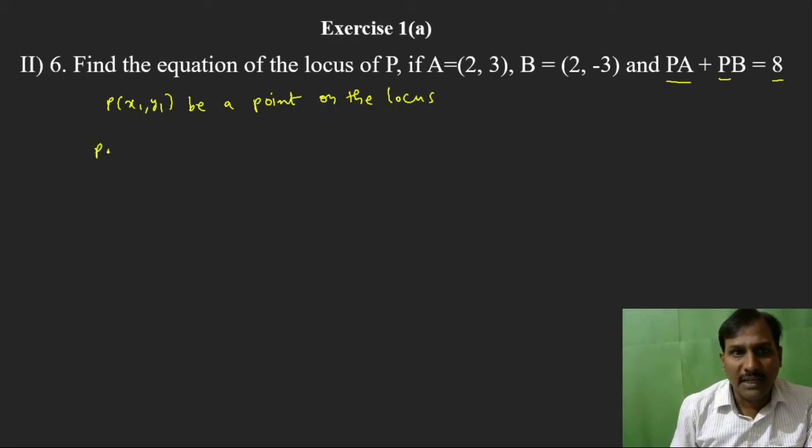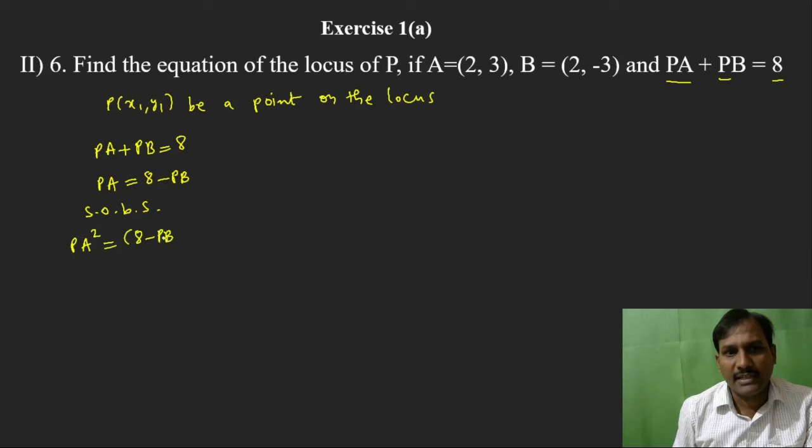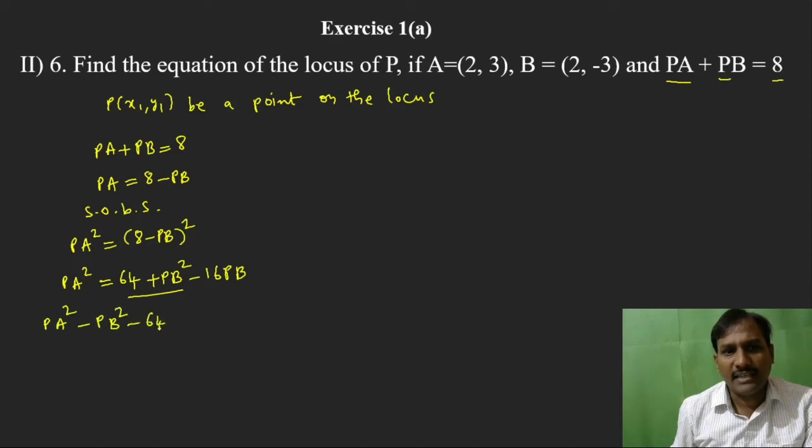So what is given? PA plus PB is equal to 8, and this can be written as PA is equal to 8 minus PB. Squaring on both sides, you will get PA square is equal to (8 minus PB) square. So PA square is equal to 8 square, which is 64, plus PB square minus 16 PB. Now send these two terms to the left side. You will get PA square minus PB square minus 64 is equal to minus 16 PB.